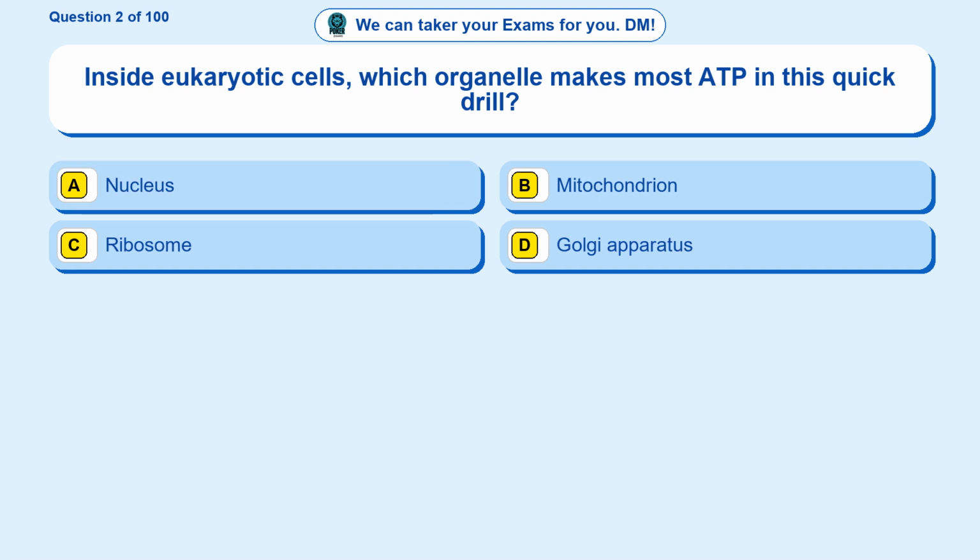Question 2. Inside eukaryotic cells, which organelle makes most ATP in this quick drill? Option A, nucleus. Option B, mitochondrion. Option C, ribosome. Option D, Golgi apparatus. The correct answer is option B. Mitochondrion.